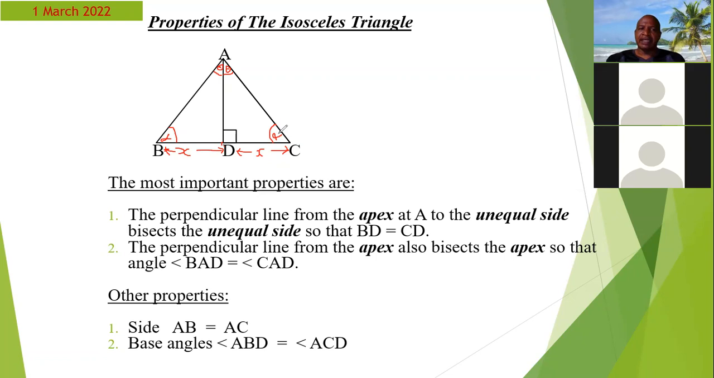So for instance, let's say that you know that this base angle here is 30 degrees. How could we find, using this one base angle, how could we find the apex angle, students? Sir, would you add the similar angle and then subtract from 180? Correct. So if you add the two base angles, what would you get?